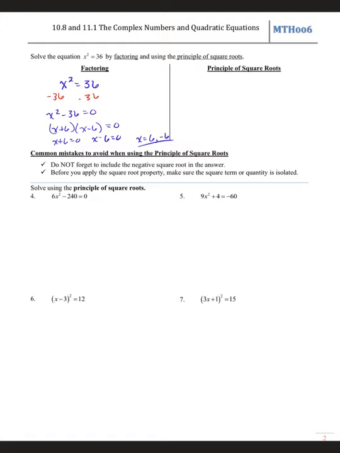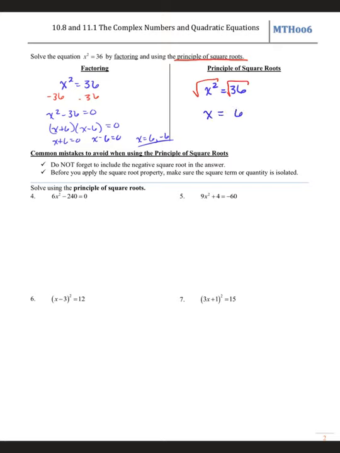Now to do that algebraically, and by algebraically we mean using this principle of square roots, what we're going to do here is take this, and once we have this x squared term completely isolated, we can then just take the square root of both sides, like this. And then when we do that, we're getting x is equal to 6.